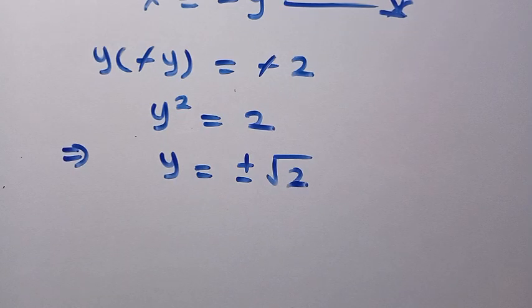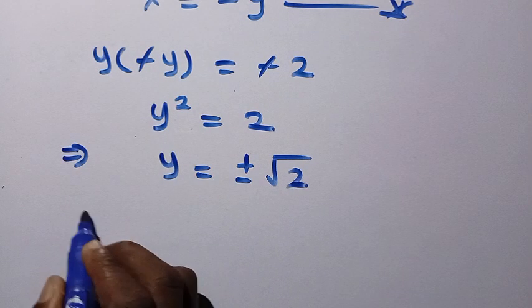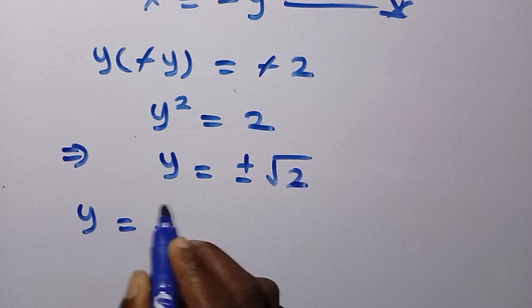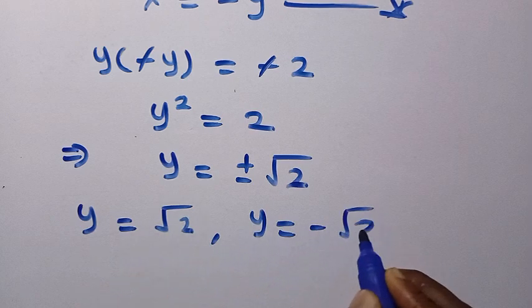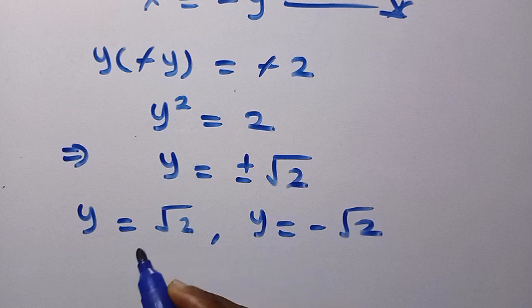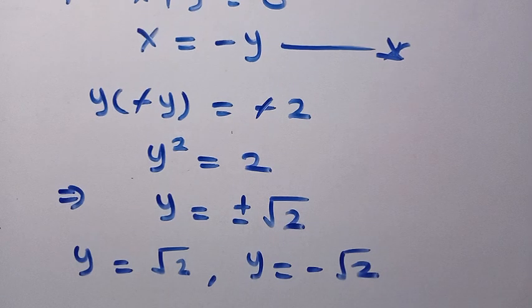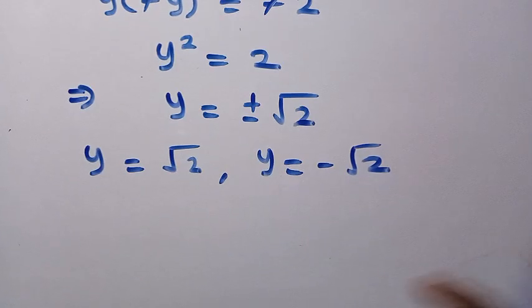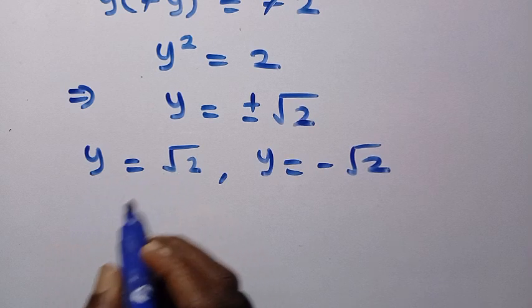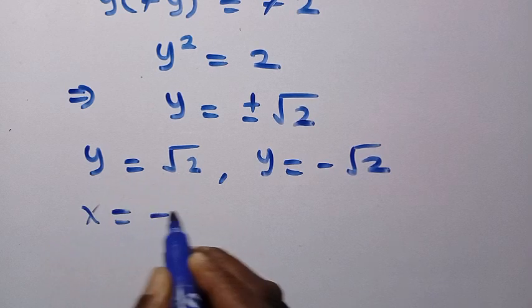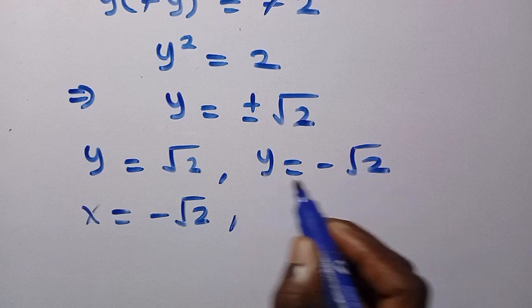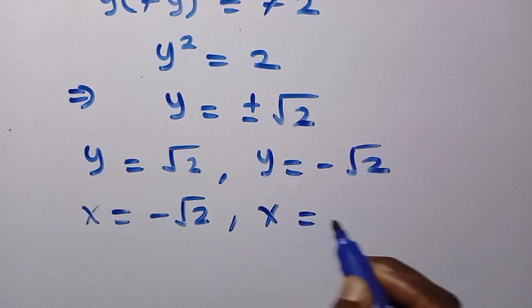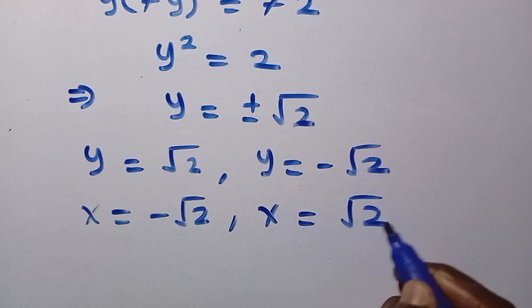If y equals plus or minus square root of 2, this shows that y is root 2 or y equals minus root 2. And since we say that x equals minus y, if y equals root 2, we are going to have x as minus root 2. And if y equals minus root 2, we have x as plus root 2.